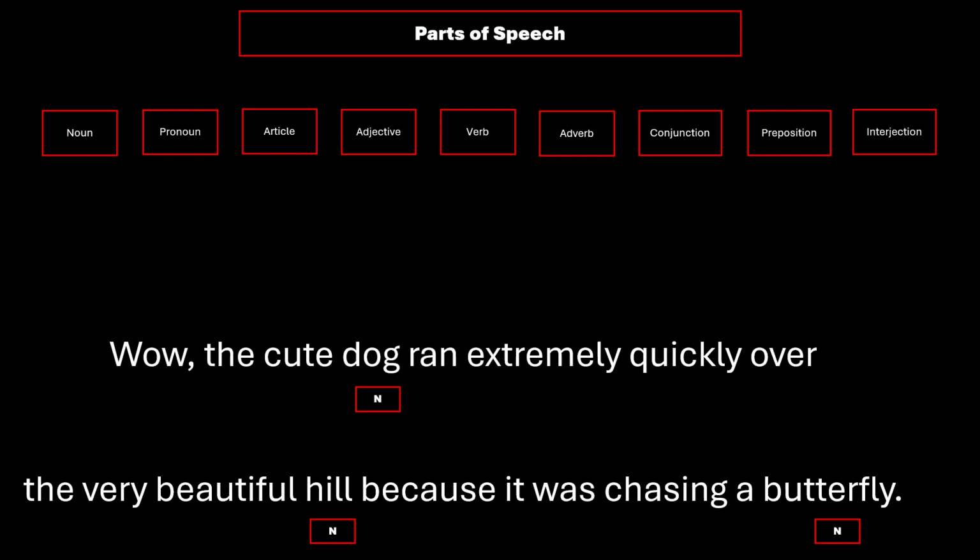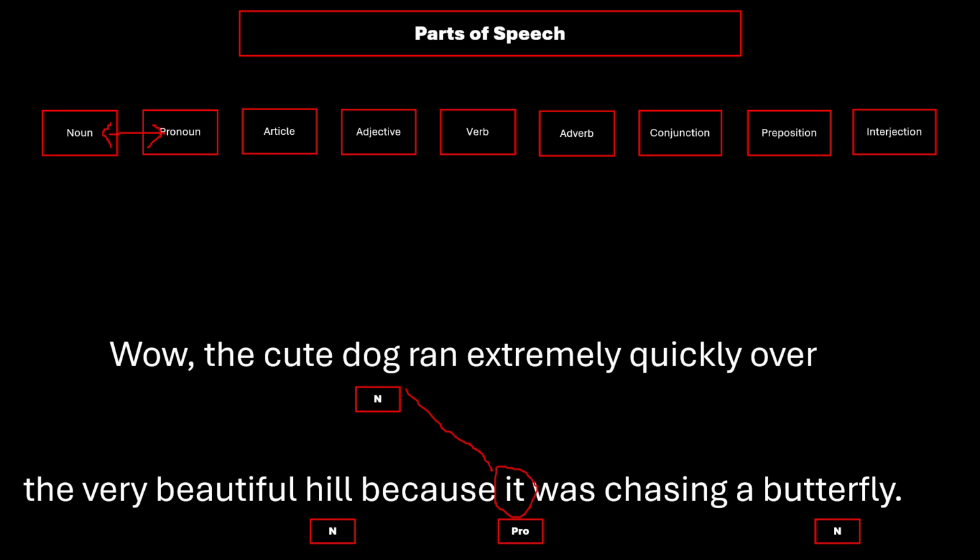Next would be the pronoun. Pro means for or in place of, hence it replaces a noun. Instead of using the same word, you could use a pronoun instead. Instead of using dog, you could use the word it. Different words, but indicating the same animal. Hence, it acts as a pronoun.